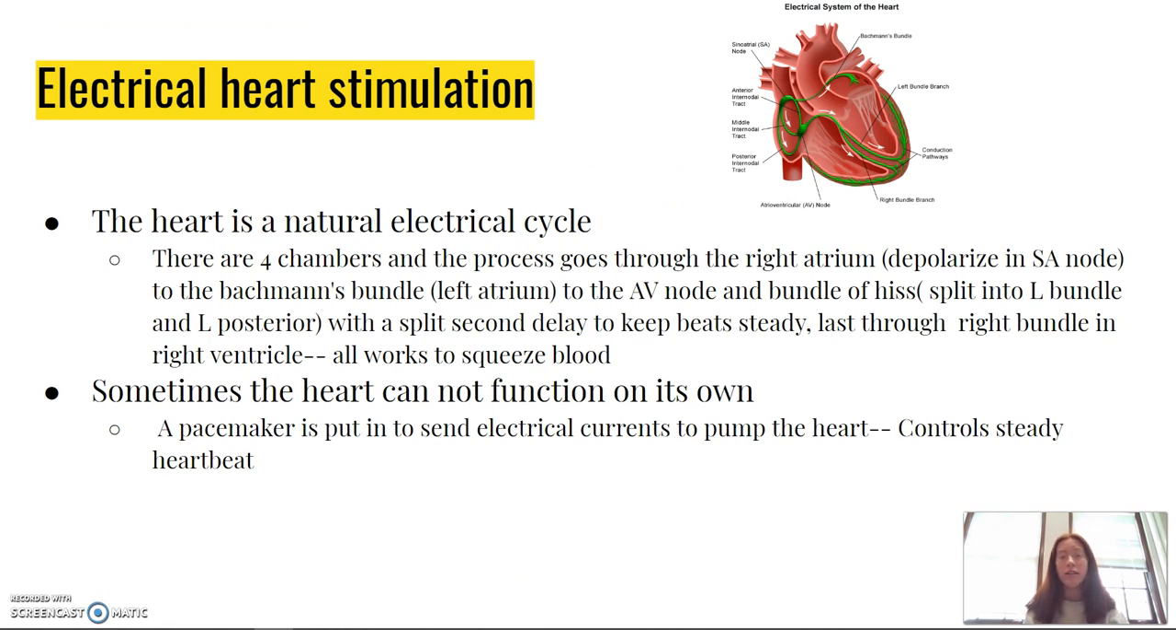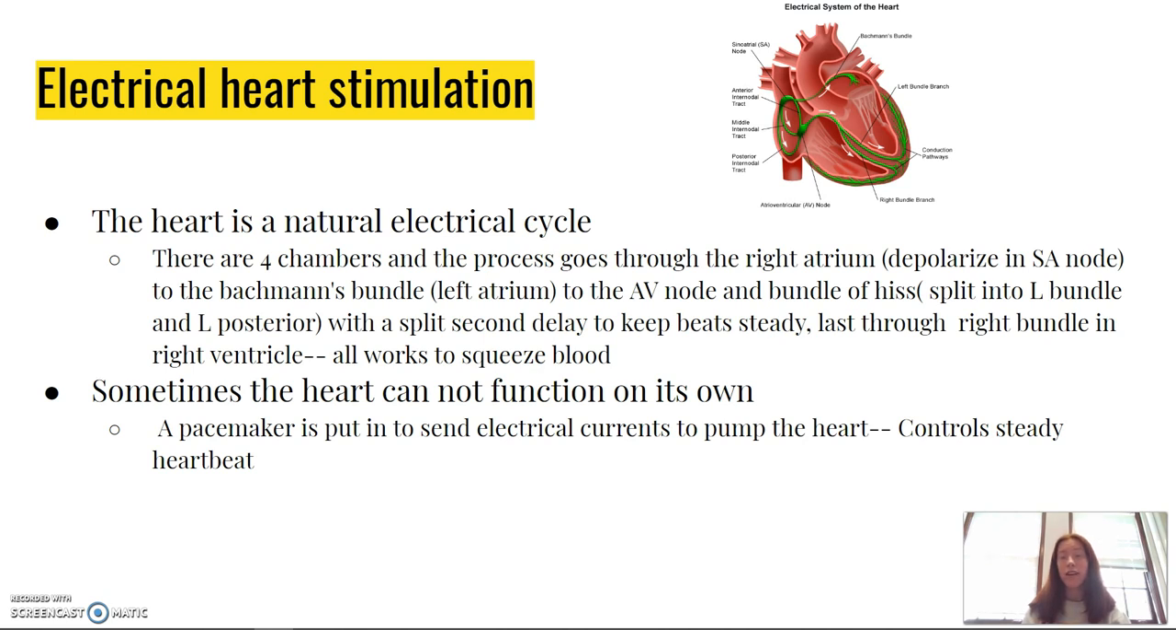So, the heart is a natural electrical cycle. There are 4 chambers of the heart, and there's a process that the heart goes through to send beats. This is where it starts in the right atrium, it's depolarized in the SA node, and then goes to the Bachmann's bundle. This is in the left atrium, into the AV node and the bundle of His. But during this time, there is a split-second delay to keep the beat steady.